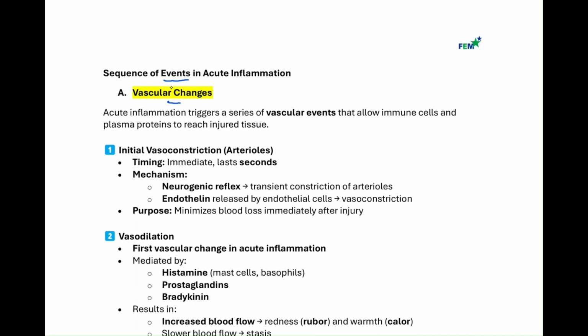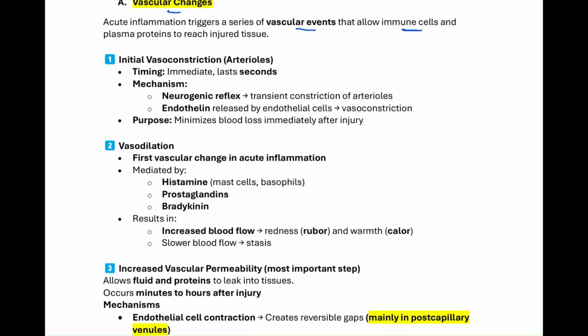As we know, acute inflammation triggers a series of vascular events, and the essence of these vascular events is to allow the immune cells, for instance our neutrophils, and plasma proteins to reach the site of the injury or the site of the infection. So let's go through the steps in the vascular changes that we see.